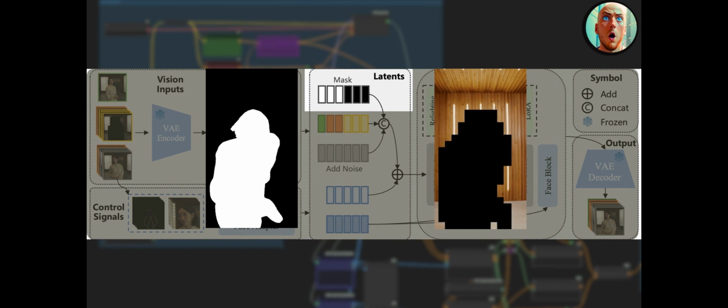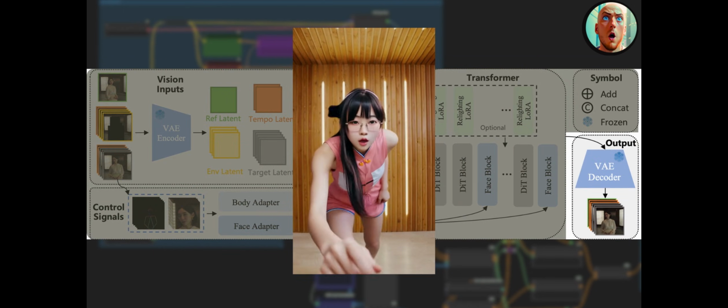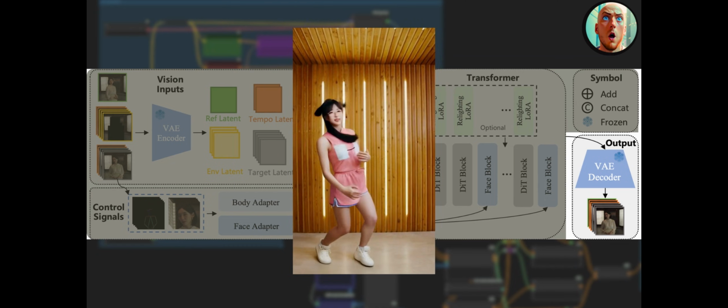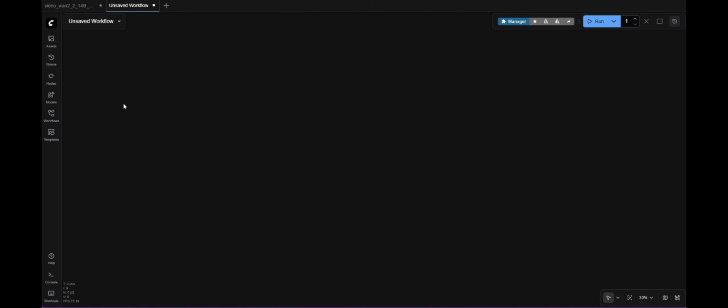For subject replacement, you will also need to create masks for the subject. Like all the current diffusion models, the animation is done in the latent space, and is then converted into the pixel space by using a VAE decoder. Open a blank canvas and let's get started.